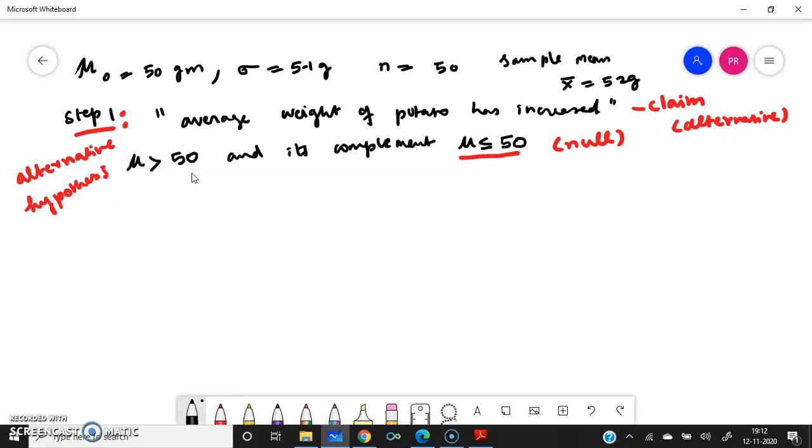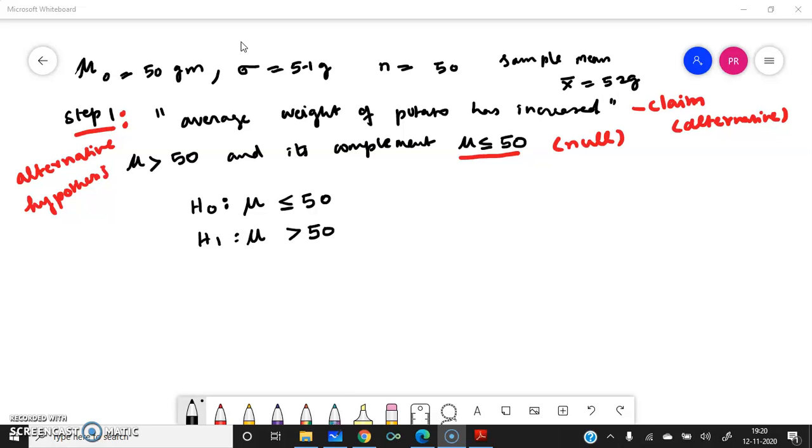Now we write H naught, our null hypothesis: mu is less than or equal to 50. H1, our alternative hypothesis: mu is greater than 50. This is our null hypothesis, mu less than or equal to 50, and this is your alternative hypothesis, mu greater than 50.